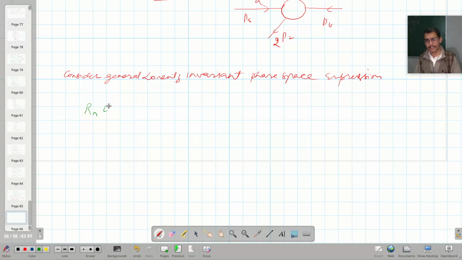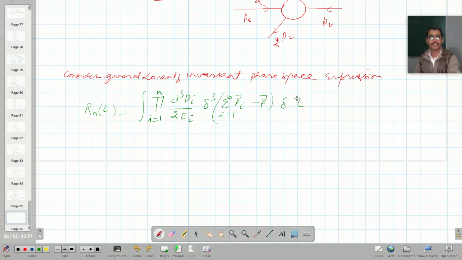this Rn, which is the phase space expression, can be represented as the integral of the product over i from 1 to n, delta of the summation of p_i minus p, where i varies from 1 to n, into delta of the summation of E_i minus E, where i varies from 1 to n. So this is the expression.